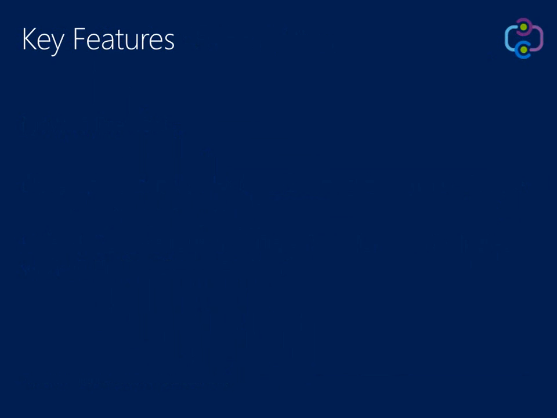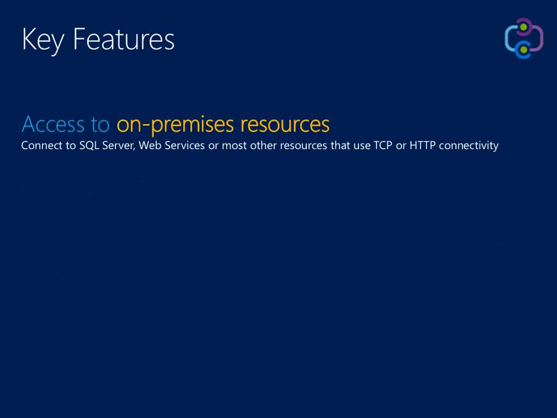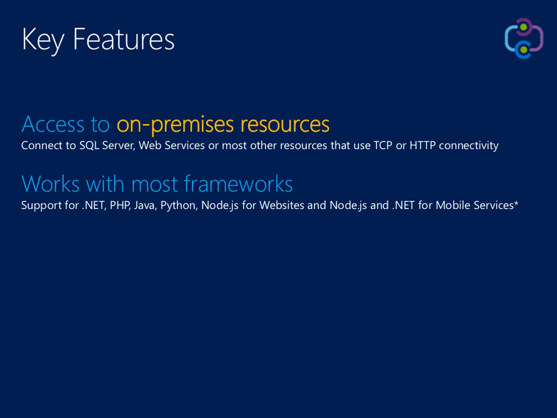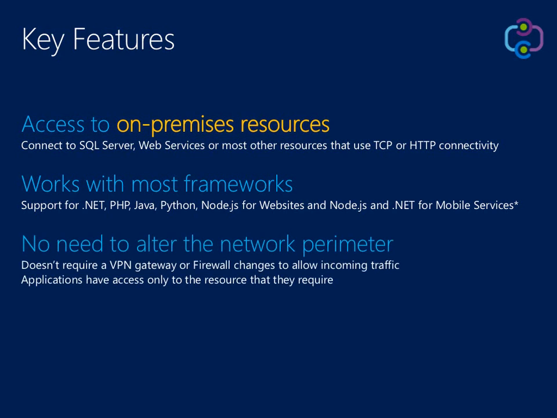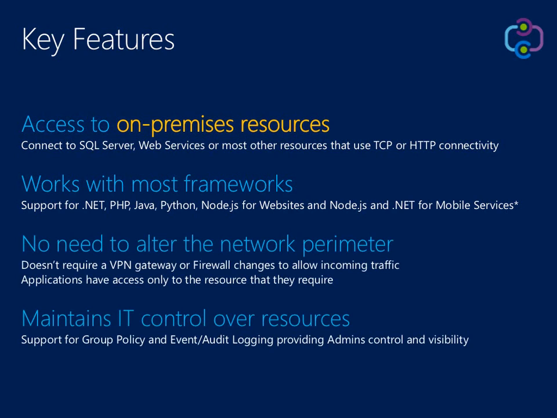Here are some of the key features of hybrid connections. It works on the transport layer using TCP, so if your resource can talk TCP or HTTP, then it should connect just fine. Because it works on the transport level, there's no dependency on .NET, which opens it up for other frameworks. Like Service Bus relays, there are no network changes required. Finally, it provides for finely grained control over access to resources using group policy and other mechanisms.